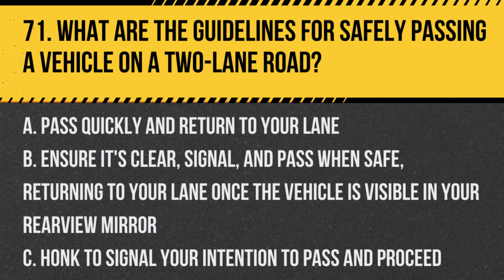Question 71. What are the guidelines for safely passing a vehicle on a two-lane road? A. Pass quickly and return to your lane. B. Ensure it's clear, signal, and pass when safe, returning to your lane once the vehicle is visible in your rearview mirror. C. Honk to signal your intention to pass and proceed. Answer: B. Ensure it's clear, signal, and pass when safe, returning to your lane once the vehicle is visible in your rearview mirror. Safety is paramount when overtaking on a two-lane road.